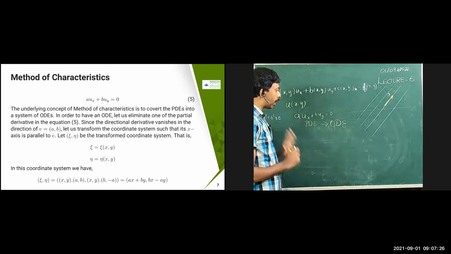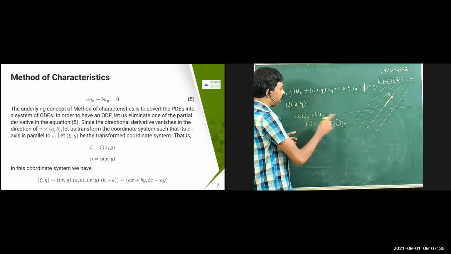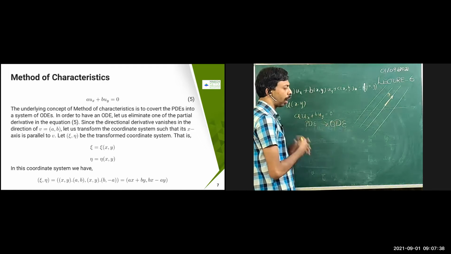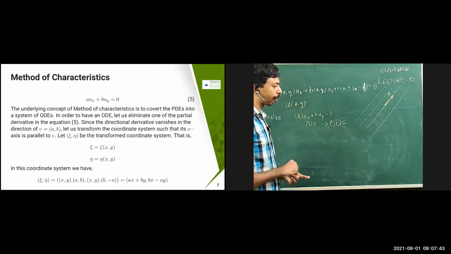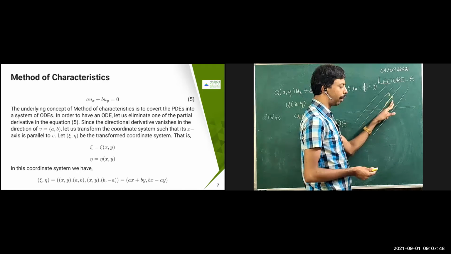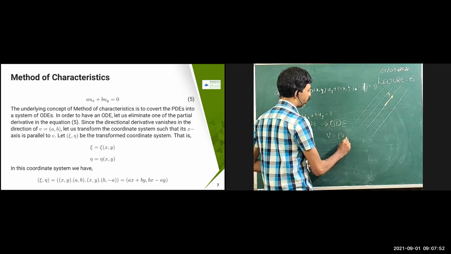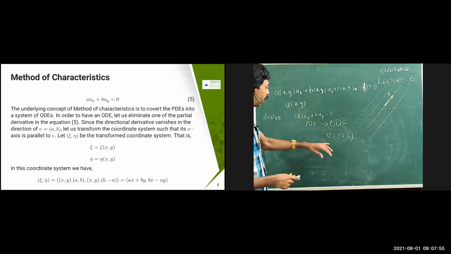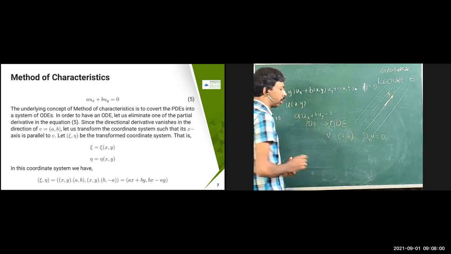In order to do that, we have to eliminate one of the derivatives. Either ux should become 0 or uy should vanish. I have to decide in such a way. What we have is that the directional derivative is vanishing along the vector v equal to a comma b, because Dv u equal to 0 for this equation. So that we have.